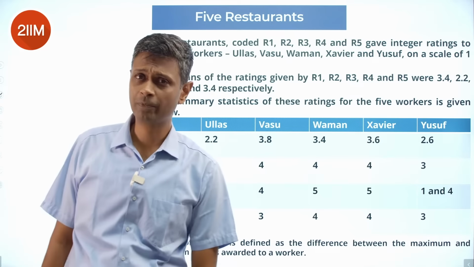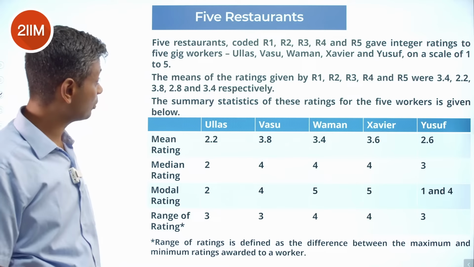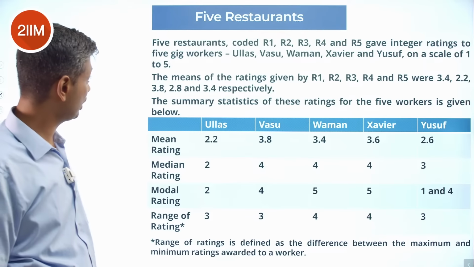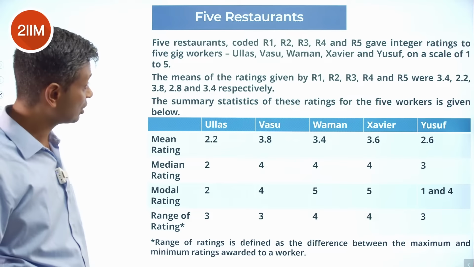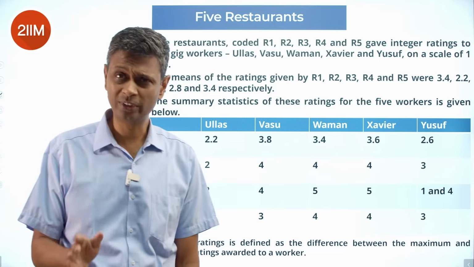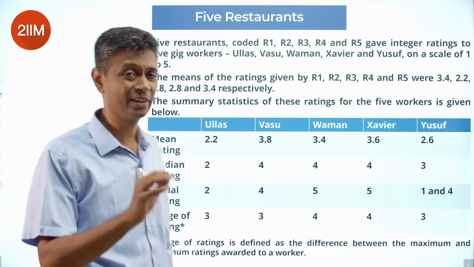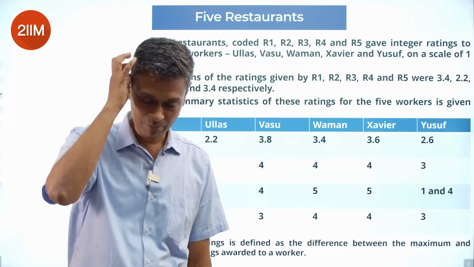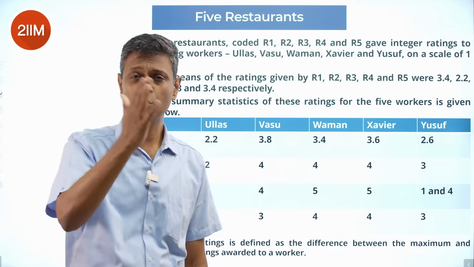Lovely. I'm going to go to the next set. Let's attack this. 5 restaurants coded R1, R2, R3, R4 and R5 gave integer ratings to 5 gig workers: Ullas, Vasu, Vaman, Xavier and Yusuf. I really like this UVWXY, not Z. 5 restaurants, 5 people, R1, R2, R3, R4, R5, UVWXY.